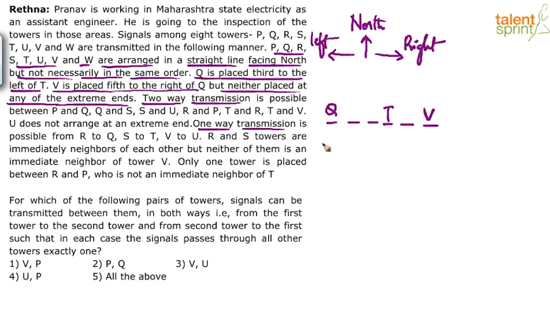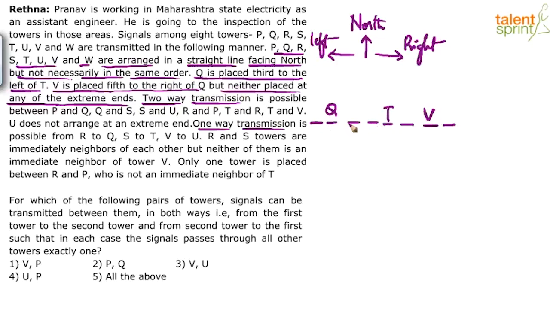So Q is not at the extreme end, V also is not at the extreme end, which means there should be at least one tower before Q and one tower after V. Yes or no? For these two to not be the extreme ends, there should be one tower before Q and one tower after V. And that gives us the 8 positions. 1, 2, 3, 4, 5, 6, 7, 8.